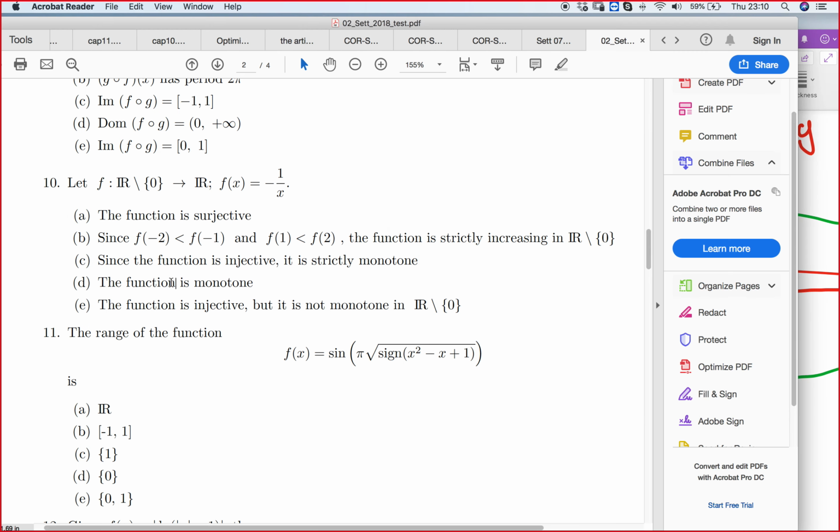So B is false. Since the function is injective, it is strictly monotone. We just said that it's not monotone. Strictly monotone means strictly increasing or strictly decreasing.